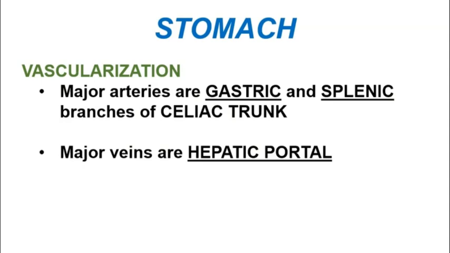The major arteries that serve the stomach are the gastric arteries and the splenic arteries, both of which branch off of the celiac trunk. We see that the celiac trunk is a small branch that emerges from the abdominal aorta. The major vein that drains the stomach into the liver is the hepatic portal vein.